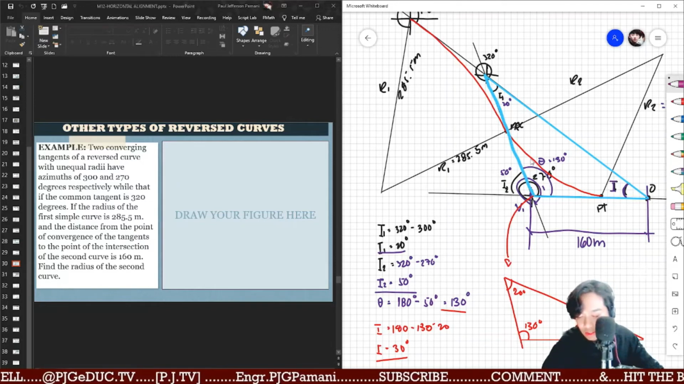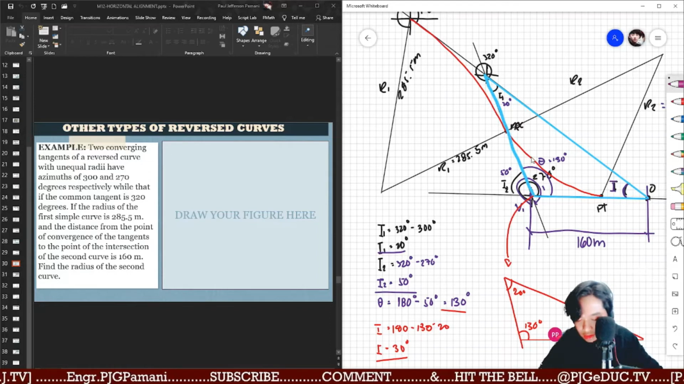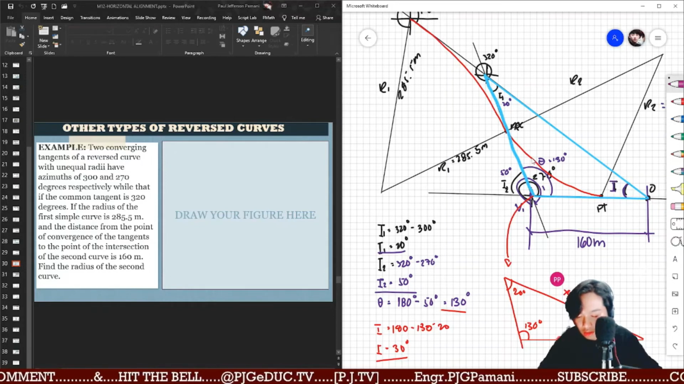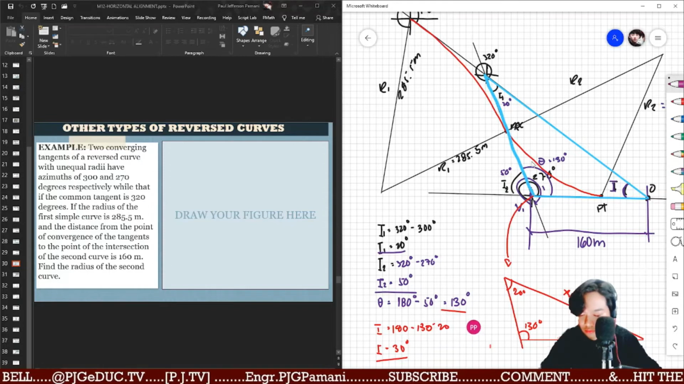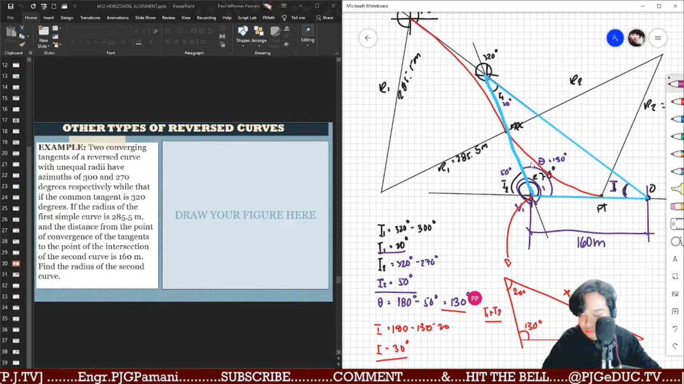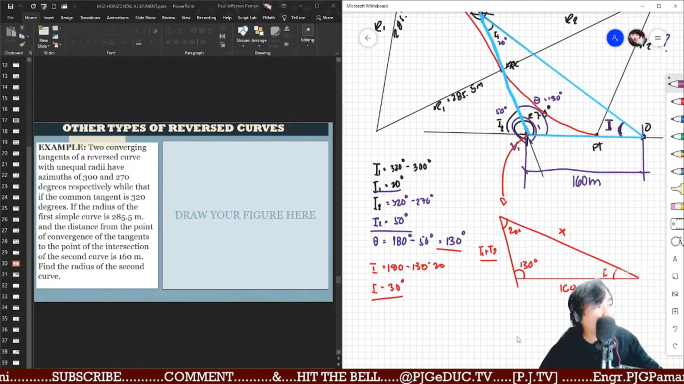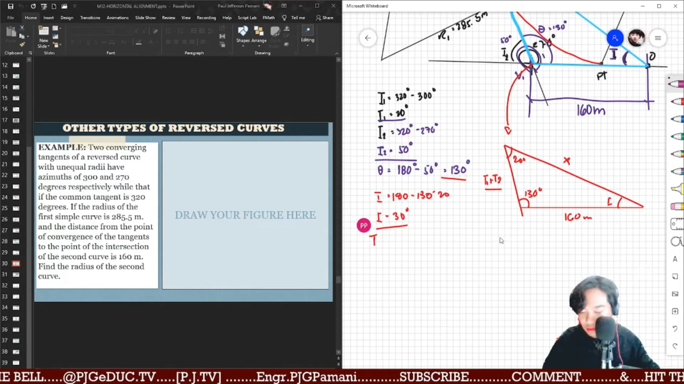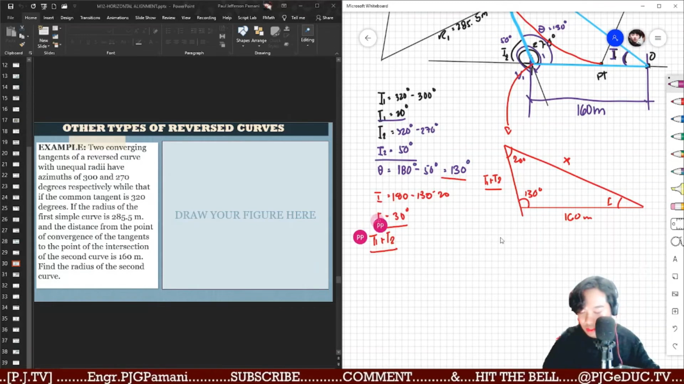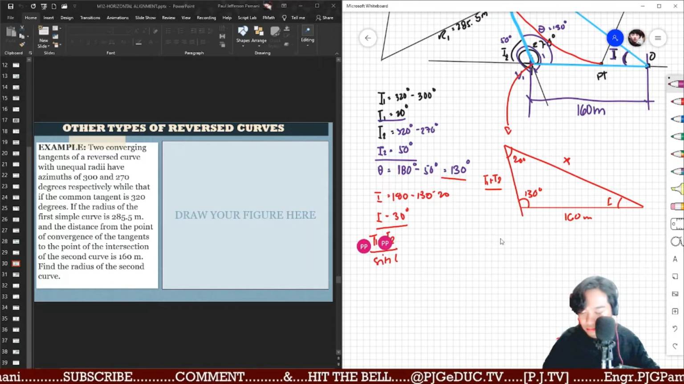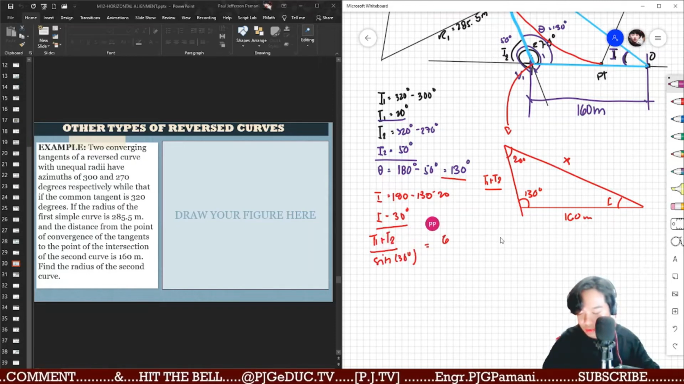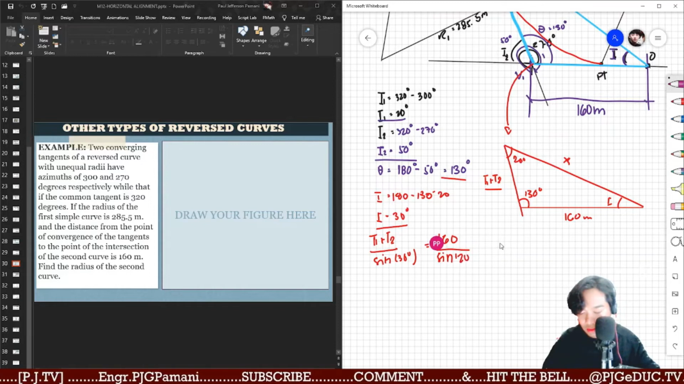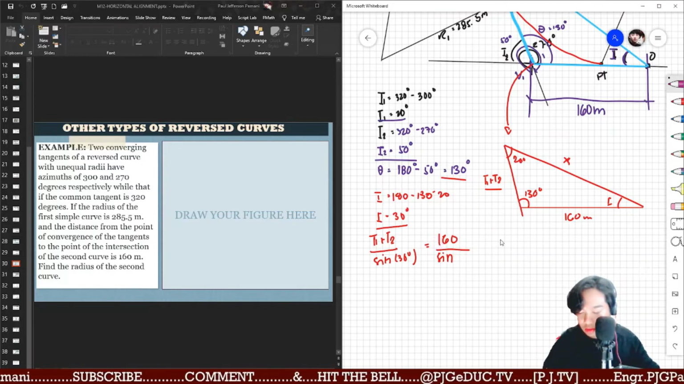Then sa ating triangle, meron tayong distance na 160 meters. This distance. And the common tangent. So, by what? By sine law, we can simply solve for the length of the common tangent. Sine law, that is T1 plus T2 over sine, angle of convergence, 30 degrees, equal to 160 meters over sine 120 degrees.